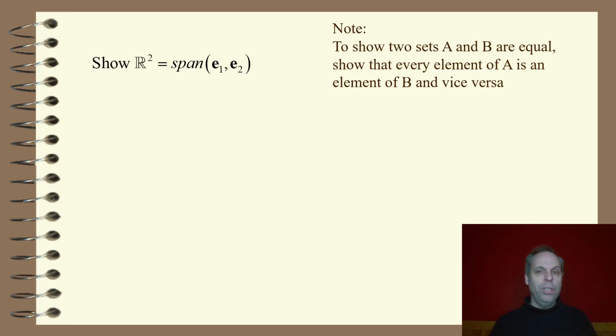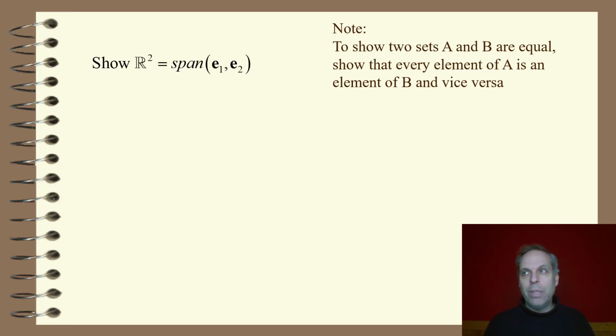Well, it's pretty easy to do so. I'm going to do the same argument I did before. If you want to show two sets are equal, you show that every element of one is an element of the other and vice versa. So the vectors e1 and e2 are vectors in R2. So then every single linear combination of those two vectors is in R2. The next question then is: is every vector in R2 a linear combination of e1 and e2?